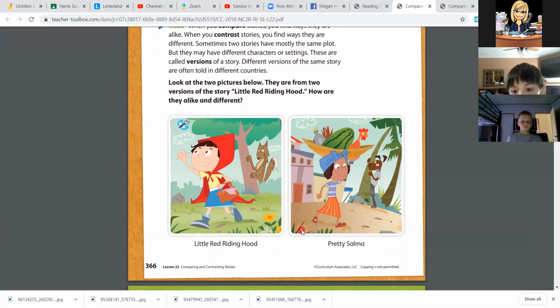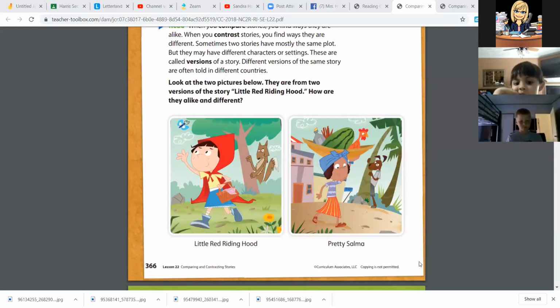Raise your hand if you have a way that they are alike. Okay, I'm going to start with Landon. How are they alike, Landon? They're both stories. And so they're both representing Little Red Riding Hood.